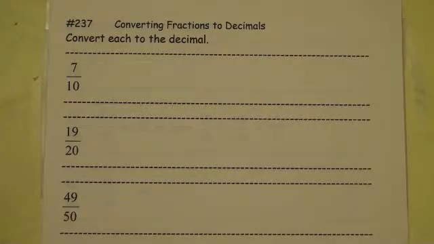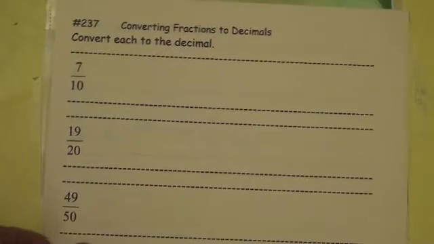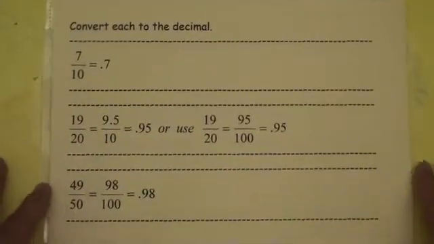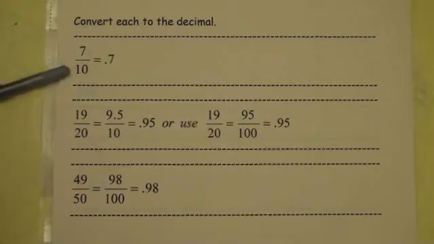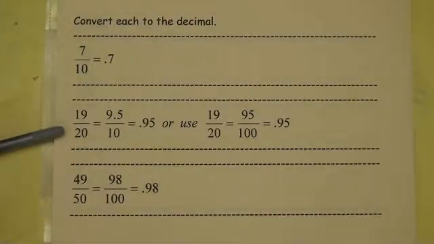But you can also convert that to the hundredths as well. So we're going to see that worked out. And of course, we can multiply both top and bottom by a 2. Let's see how it all works out. The first one, like we said, is 0.7. Here, if we were to divide both the numerator and denominator by 2, we would have 9.5 over 10.